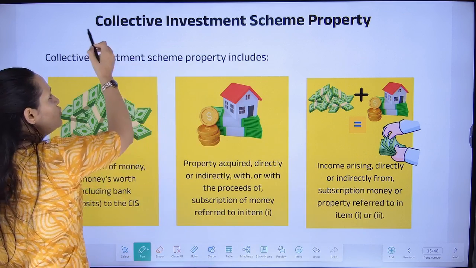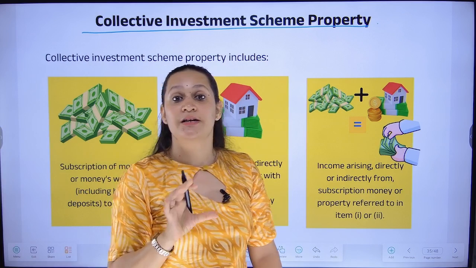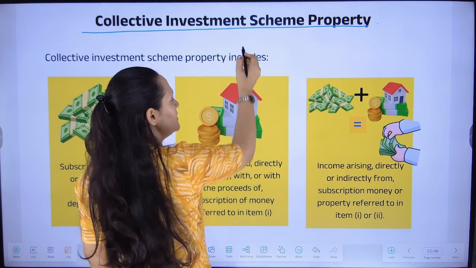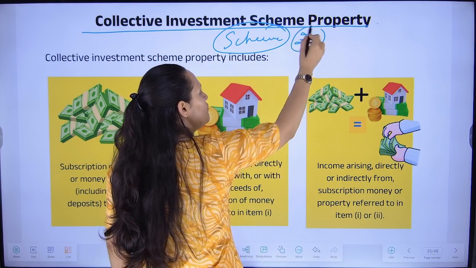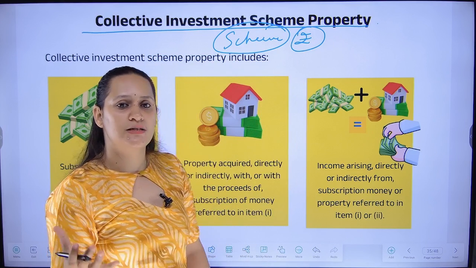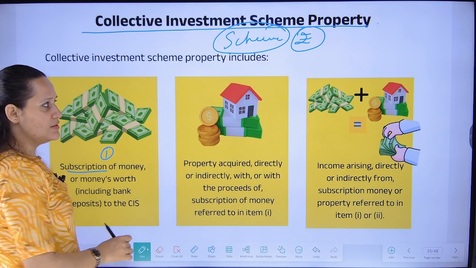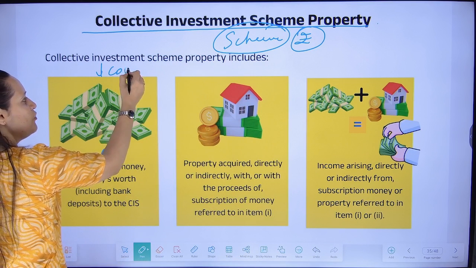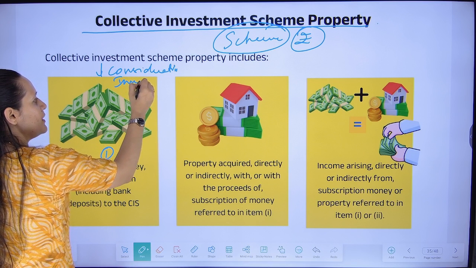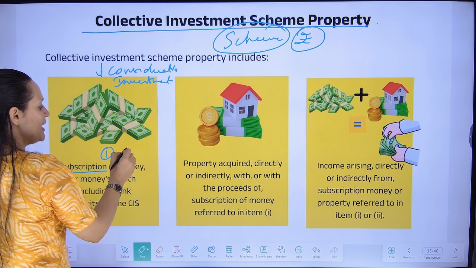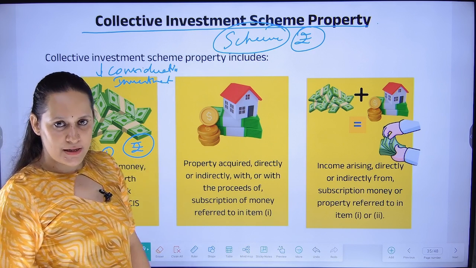Next, coming to what is collective investment scheme property. Once you have launched a scheme, you have created a scheme, a lot of money is going to be involved. So what all is going to be called property? First and foremost is any money that is given by the investors. Primarily we are going to make some kind of payment of consideration, no? The principal investment that we are going to make, that monetary value, rupees, is going to be property of the scheme.